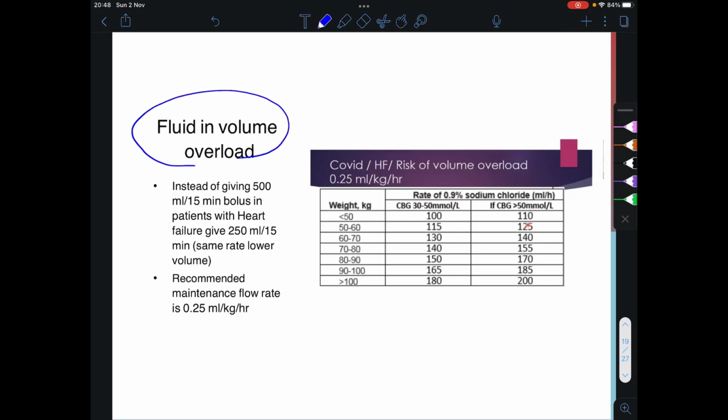Now, in patients with fluid overload or volume overload, for example, patients with COVID, heart failure, or chronic kidney disease, they have different amounts of fluid that you'll be giving, and it is calculated by 0.25 milliliters per kg per hour. And if you look now, this table shows how much fluid you give at a certain glucose level, above 50 millimoles or below 50 millimoles, which is about 1,000 milligrams per deciliter.